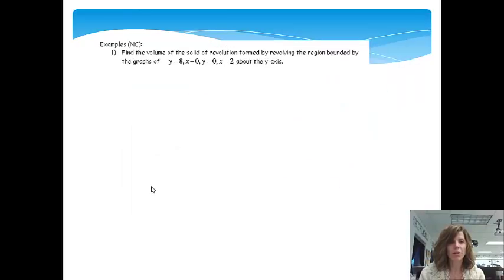So let's go ahead and see if we can do some problems. First one, it says to find the volume of the solid of revolution formed by revolving the region bounded by the graphs of y equals 8, x equals 0, y equals 0, x equals 2 about the y-axis. First of all, we will always start by drawing a picture. We've got y equals 8, we've got x equals 0, we've got y equals 0, and then we've got x equals 2. You'll notice this is the region that we're talking about.